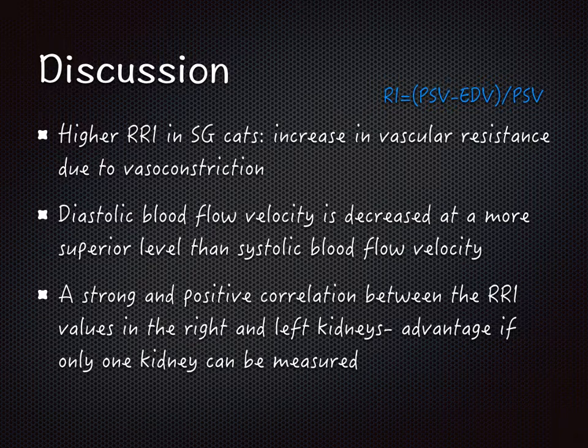It was possible to identify a strong and positive correlation between the RI values in right kidney and left kidneys. This may be considered an advantage, particularly in those cases where it is only possible to perform the RI measurement in one kidney. The results suggested that an RI cutoff value of 0.639 for both kidneys is useful in establishing a preliminary diagnosis of CKD when the blood tests, urinalysis, and imaging results are indicating CKD.